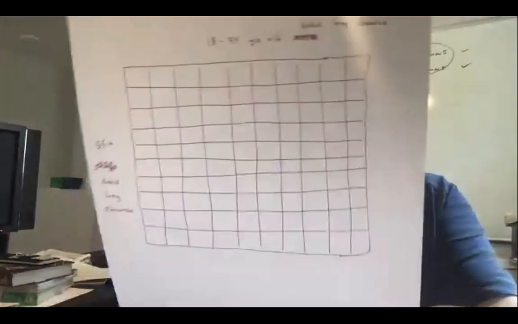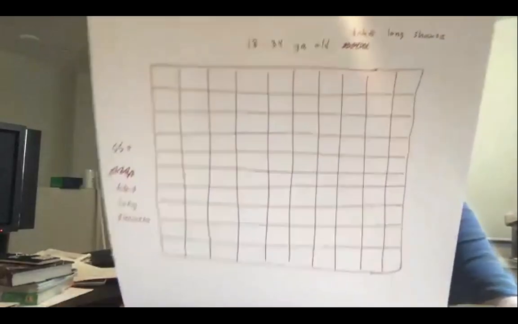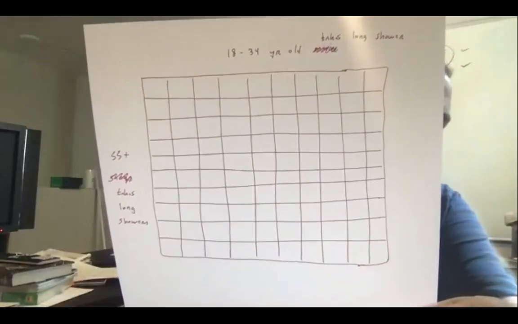It's not sings. It's 18 to 34-year-olds, length of shower. Takes long showers. So 55 is length of shower. They're both lengths of showers. I mixed up my questions. And then the one across is 18 to 34-year-olds take long showers, or 55 plus take long showers.